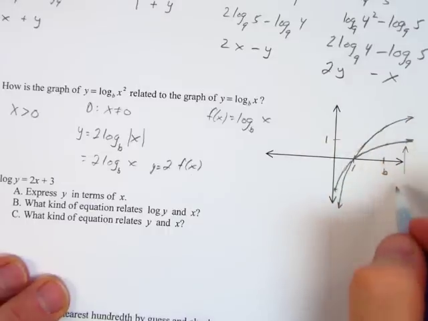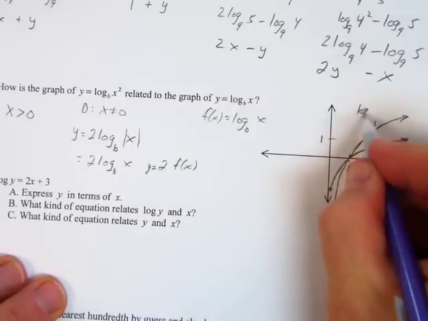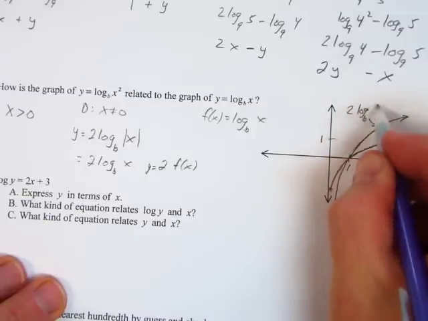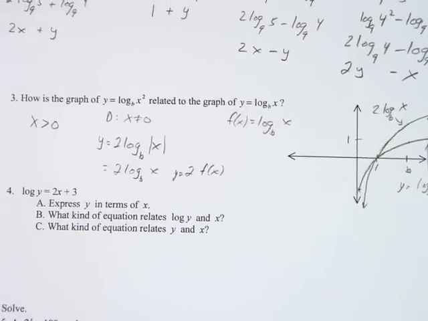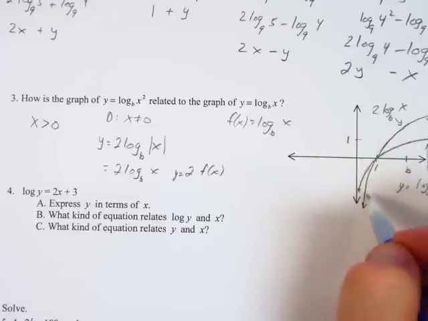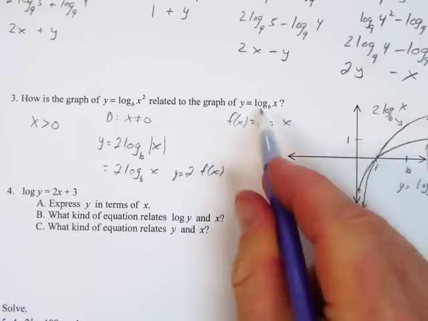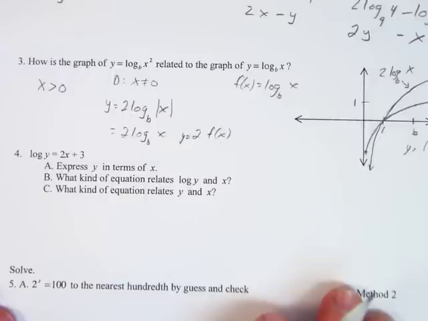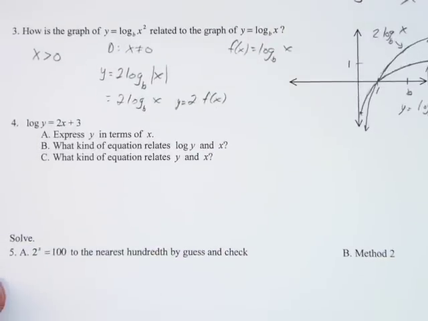So the bottom graph, always label your graph. This is log base b of x. And this top graph is log base b of 2 times log base b of x. If I were to include all numbers, not just the positives, then the log base b of x graph would be reflected about the y-axis because it would be an even function. It would be symmetrical about the y-axis.